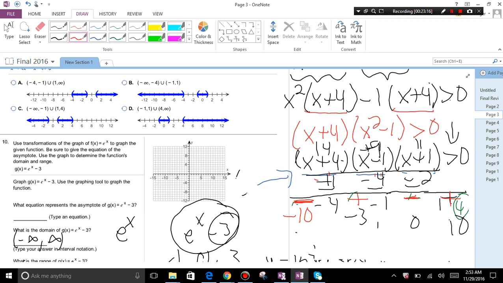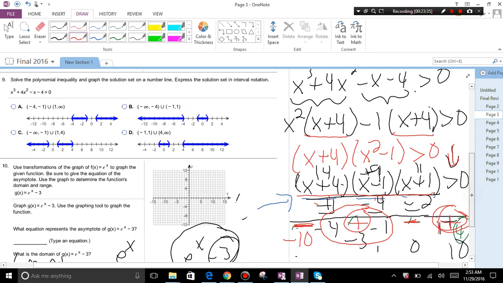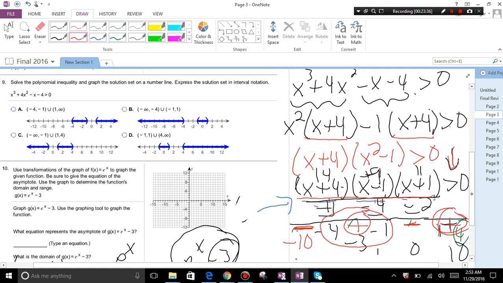So I'm looking again for the positives because I want things that are bigger than 0, and positive numbers are bigger than 0. So the answer to this question is that the x's that make this positive are all the x's between -4 and -1, and all the x's bigger than 1. I'm looking at the picture. The answer for me is A, and it's written in interval notation as well.